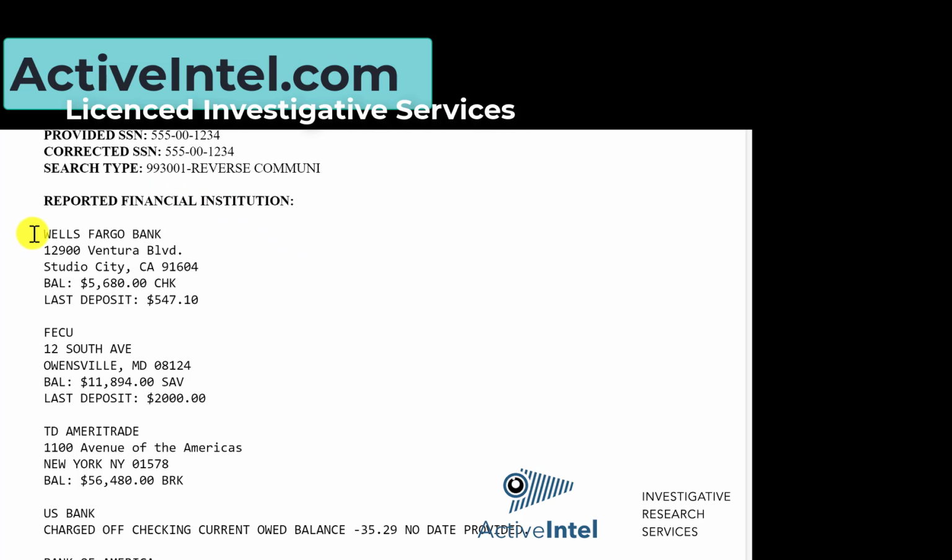In this case, there's a bank account at Wells Fargo. It'll give the address for the reporting party. It'll give you a balance, and then it'll have a code for what type of an account. This is CHK, which is a checking account. In most cases, there'll be a record of recent activity. In this case, the last deposit was $547.10.